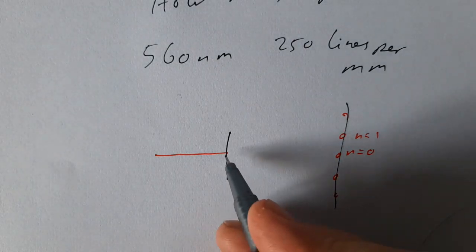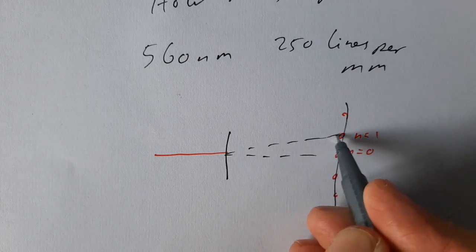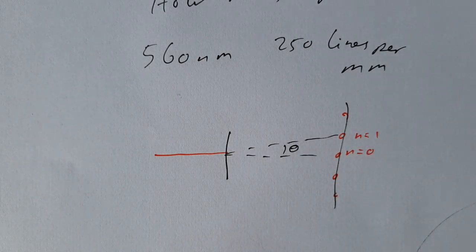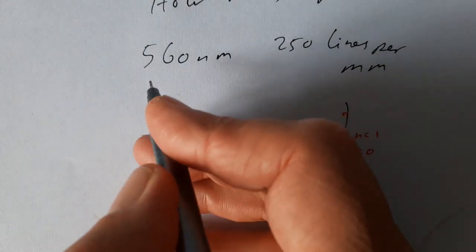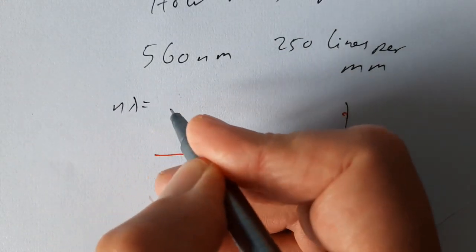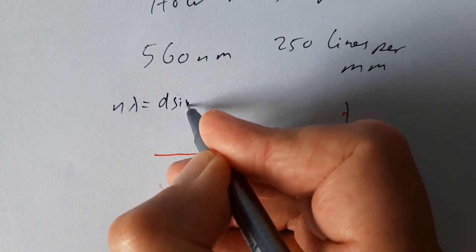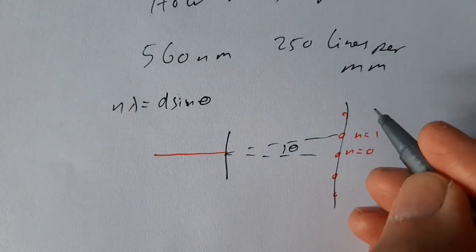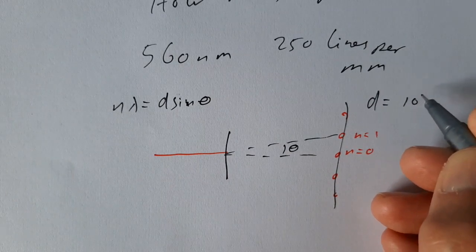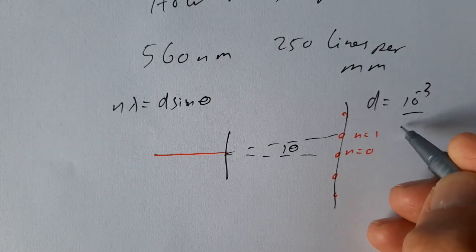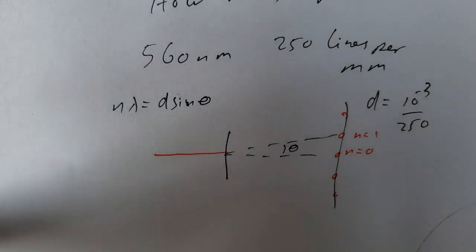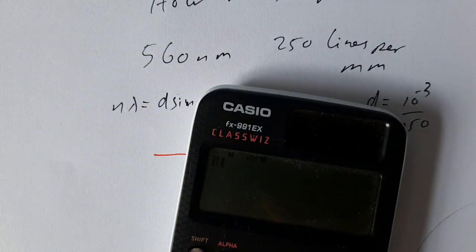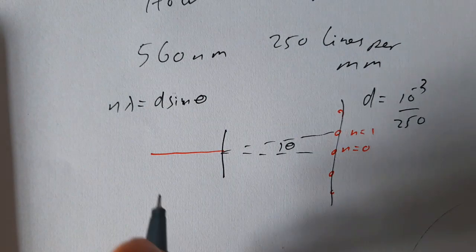And the first question we might ask ourselves, which is a recap, but I make no apologies for that: what angle would that first dot be at? So we go to our equation, n lambda equals d sine theta. And then we think, oh, right, well, we haven't really got a d, have we? So we need to deal with that first. So d is 10 to the minus 3 meters divided by 250. I think I know what that is, but I'm just going to check. So that's 4 times 10 to the minus 6.